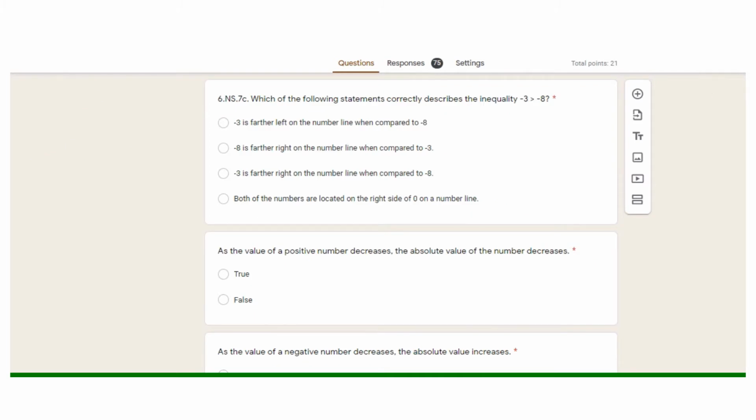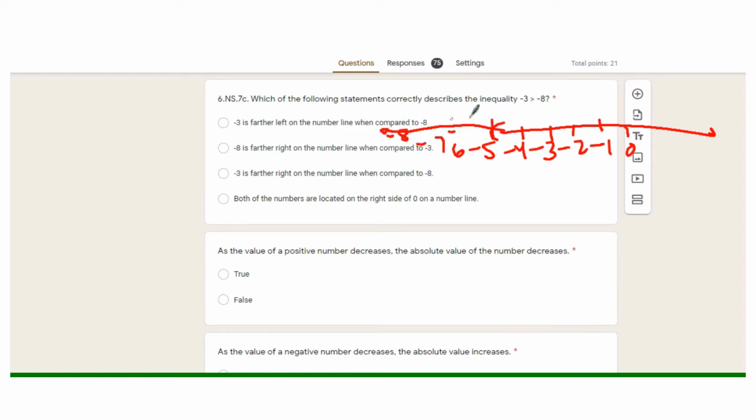Which statement correctly describes the quantity negative 3 is greater than negative 8? So you can think about a number line. Again, if you draw a number line and you have 0, negative 1, negative 2, negative 3, negative 4, negative 5, negative 6, negative 7, and then negative 8, we can look at their locations. Remember, if a number is further right, it's going to be greater, and a number that is further left is going to be less.